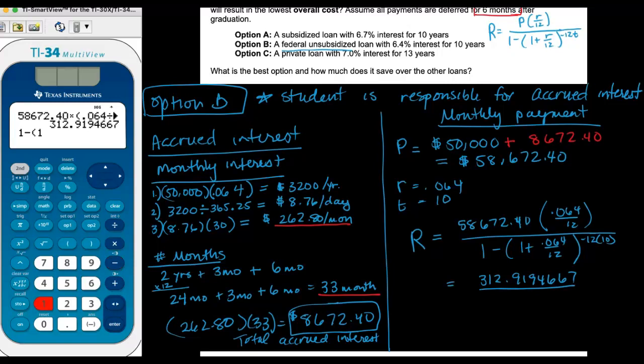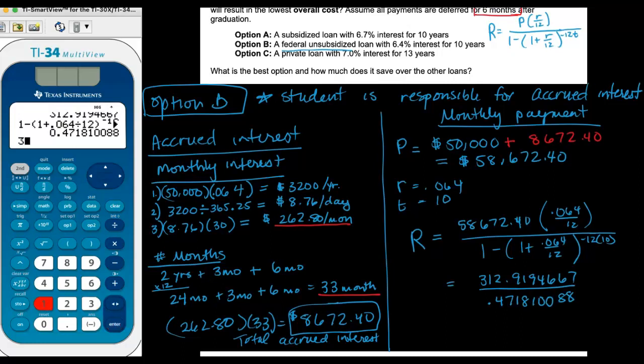parentheses 1 plus 0.064 divided by 12, and then raise to the negative 12 times 10, or you could just put negative 120 because that's what negative 12 times 10 is. And we end up getting 0.471810088, and we can divide those two numbers.